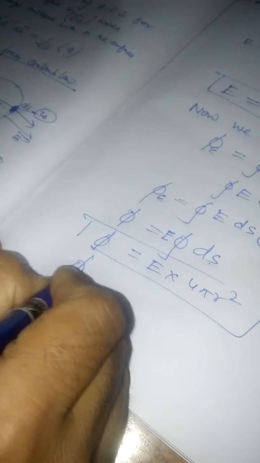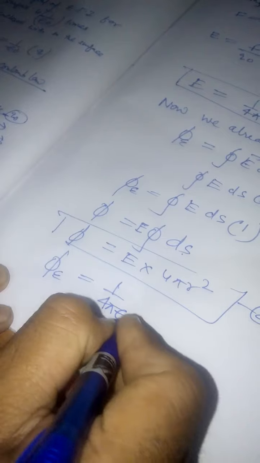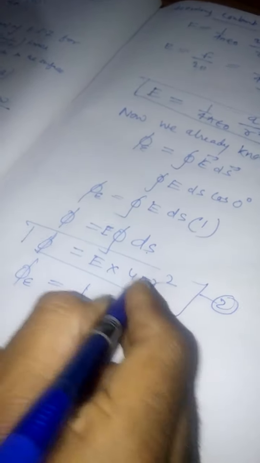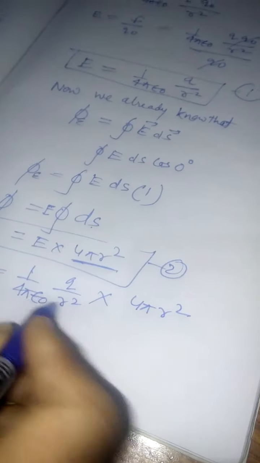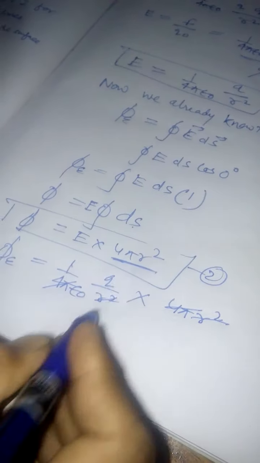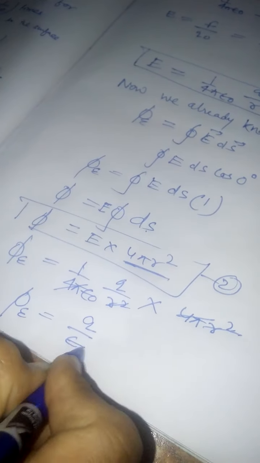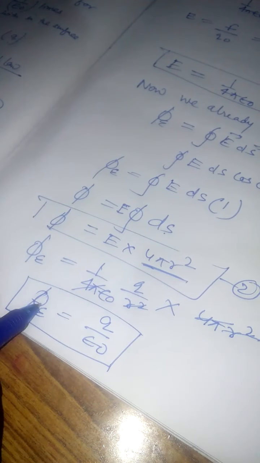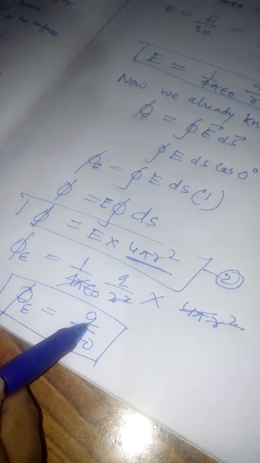So electric flux is equal to 1 upon 4 pi epsilon naught q upon r square into 4 pi r square. 4 pi cancels, r square cancels. What remains is flux equal to q upon epsilon naught. Hence proved that flux is equal to 1 by epsilon naught times the total charge enclosed by it. Thank you.